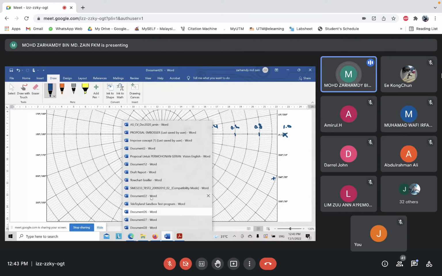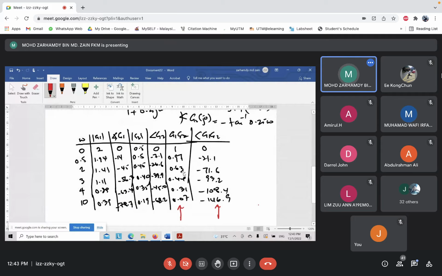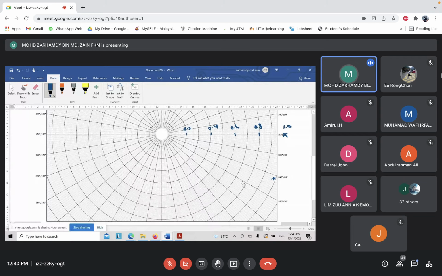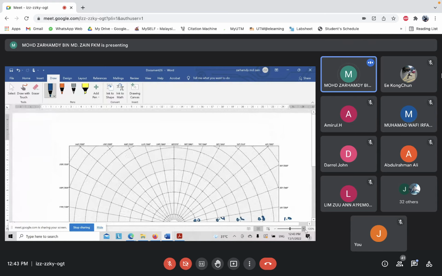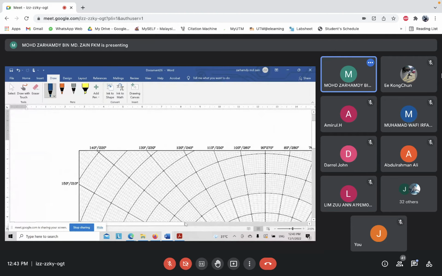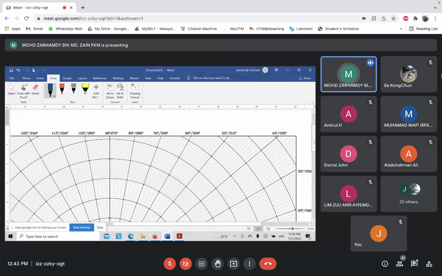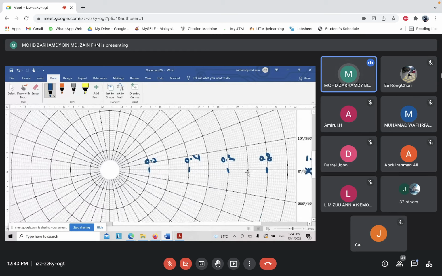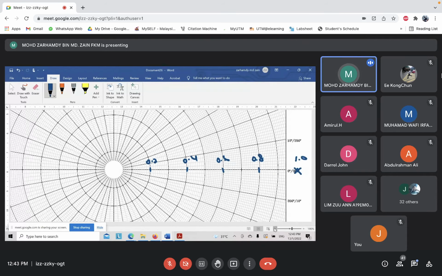Okay, next is 0.63, angle 71. So 63 is somewhere here. If you focus on this, I zoom in. Here, every cycle has 10 lines. So every line represents 0.01. Okay, no problem.